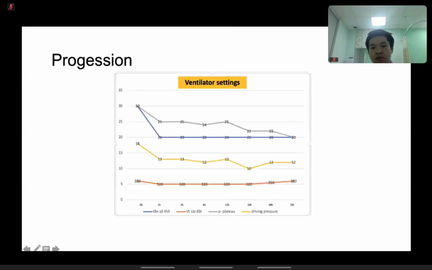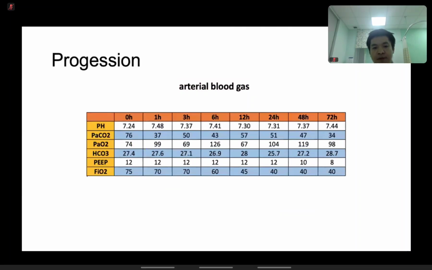The patient was using ECCO2R and CRT and was ventilated with lung-protective settings, looking at the tidal volume, P plateau, and driving pressure after using ECCO2R. When you see the figure, the blood gas at first shows respiratory acidosis.